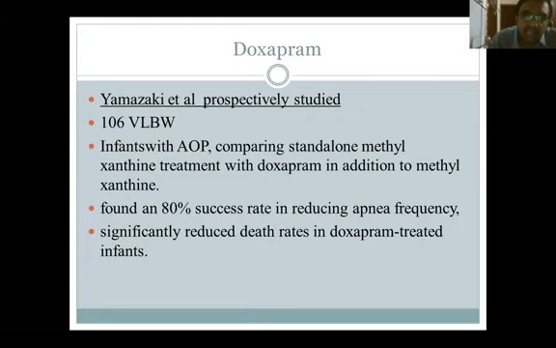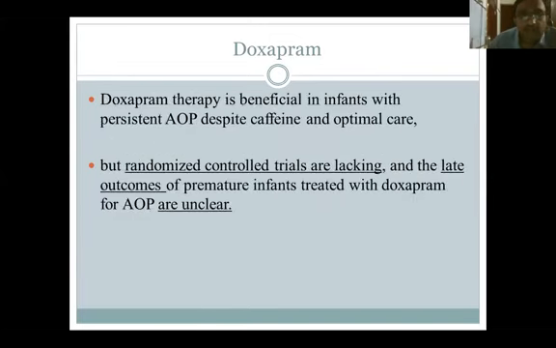A lot of retrospective studies support that doxapram will be useful when there is caffeine failure. But I found only one prospective study, which had 106 very low birth weight babies, where they took one group as a caffeine group and one with caffeine plus doxapram. They found an 80% success rate in reducing apnea frequency, and significantly reduced death rates in doxapram-treated infants with apnea. Doxapram is beneficial in infants with persistent apnea despite caffeine and optimal care.